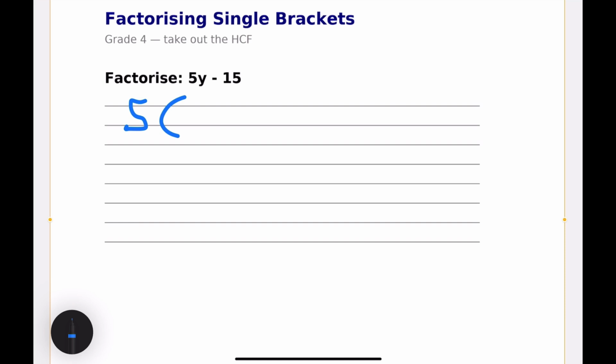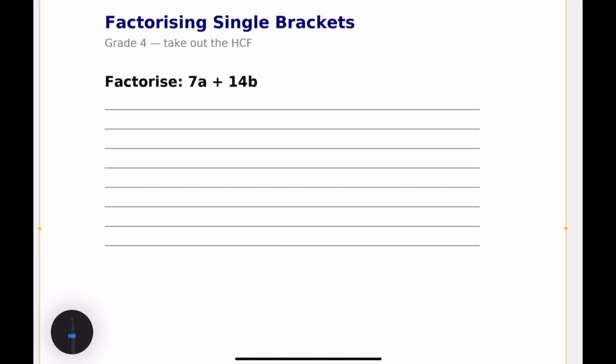So if we do 5y divided by 5, that's going to be y. And then if we do negative 15 divided by 5, that is going to be negative 3. So again, let's expand it out and check it. It'd be 5y minus 15, and that was what we're trying to factorise, so the answer is correct.